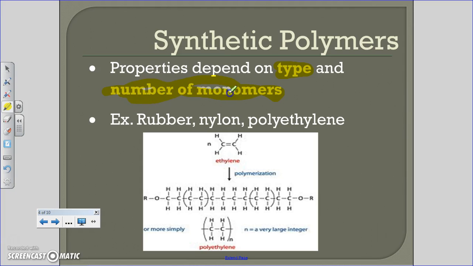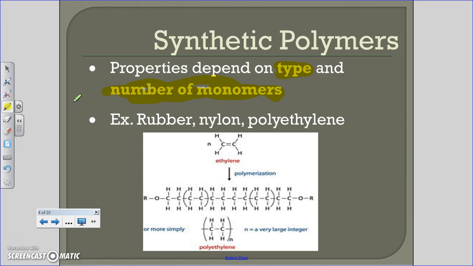Ooh, I don't have my mouse, so bear with me here. And this is, again, so of those monomers, are there 8,000 of them? Are there 3 of them? Are there 4 of them? Properties, again, we talked about these at the beginning of the year. Properties like hardness, strength, elasticity, color even, all of these things can be based on those two different items of type and number of monomers.